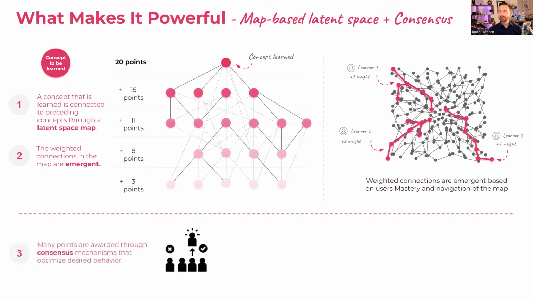The third point that makes this really powerful is that most proof of learning points earned are earned through a blind consensus mechanism, a Futaki method, which is a mechanism that optimizes the network to prove the learning of the network.